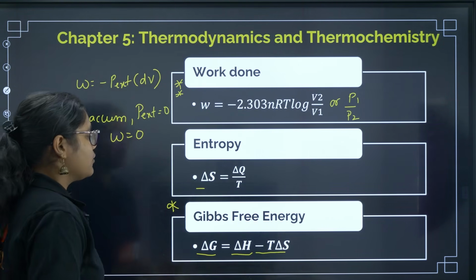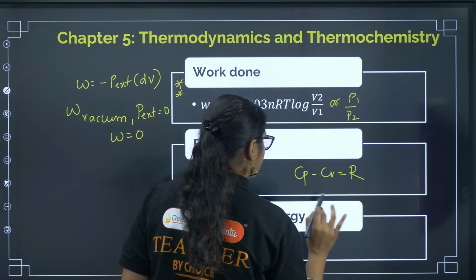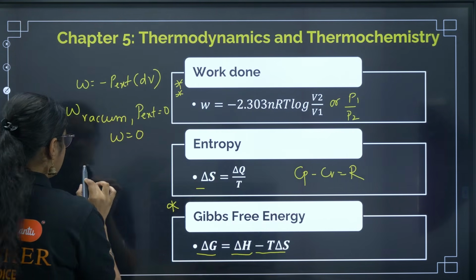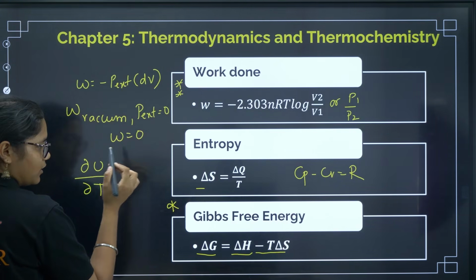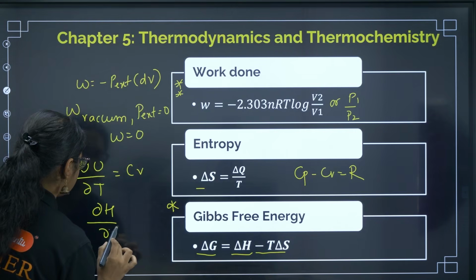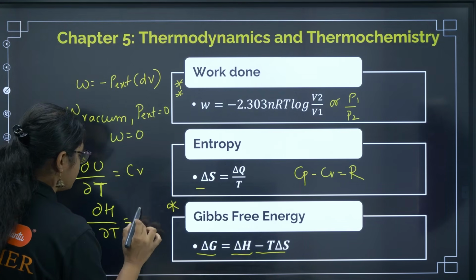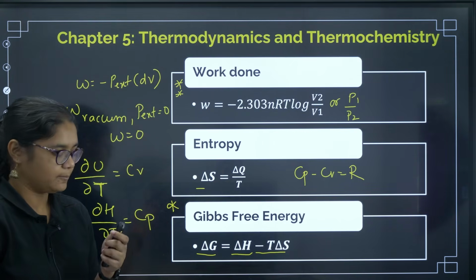Now here one more relation we have, Cp minus Cv is equal to R. You can remember here that change in internal energy with temperature is Cv, and change in enthalpy with temperature is your Cp. So this one is important, remember it.